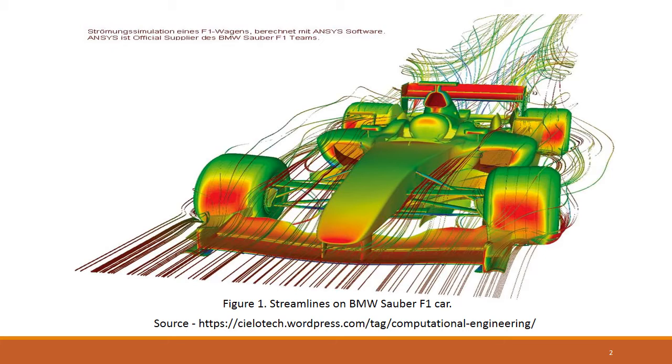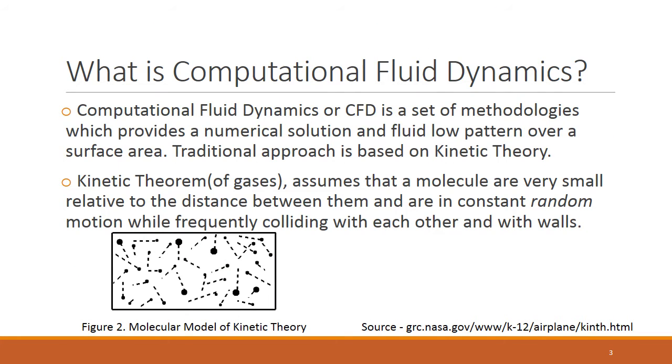So these lines are called streak lines, as I said, and we can get them using computational fluid dynamics, or CFD. And let's go to the next page. What is computational fluid dynamics? Computational fluid dynamics, or CFD, is a set of methodologies which provides a numerical solution of fluid flow, that is, the flow pattern, over a surface area.